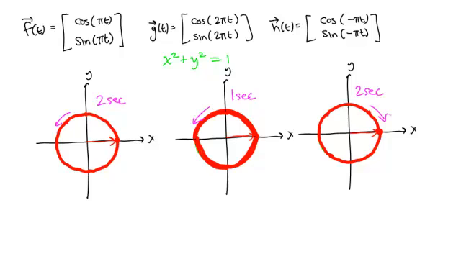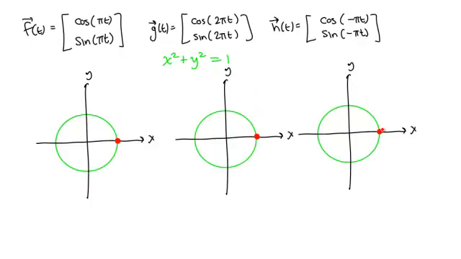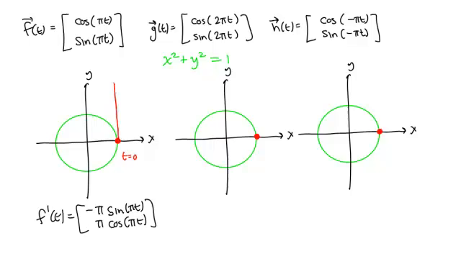Well, just notice something. Imagine we were to compute the derivatives at each one of these points at the starting point. What would the derivatives look like? Well, f prime of t would be the vector with first component negative pi times the sine of pi t, and the second component would be pi times the cosine of pi t. So when t is equal to 0, we're going to get a vector that points straight up pi units, the vector 0, pi.